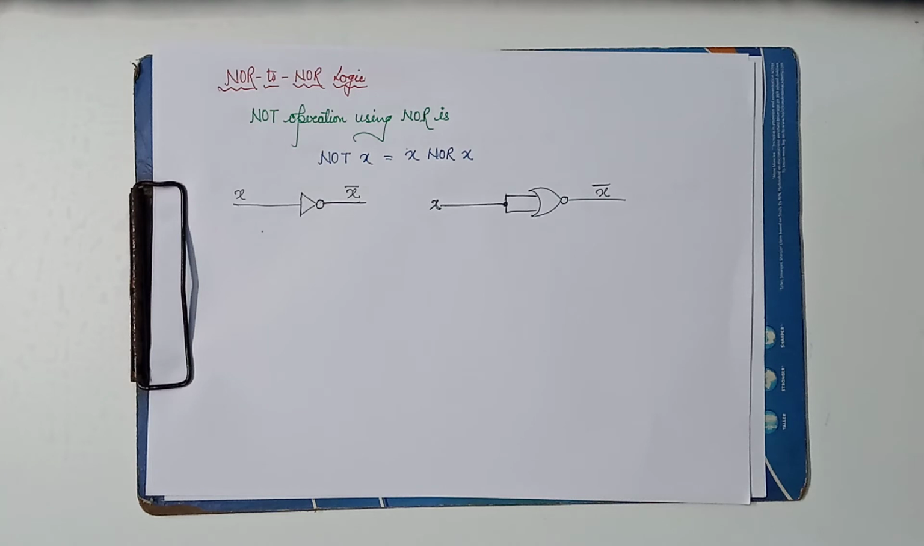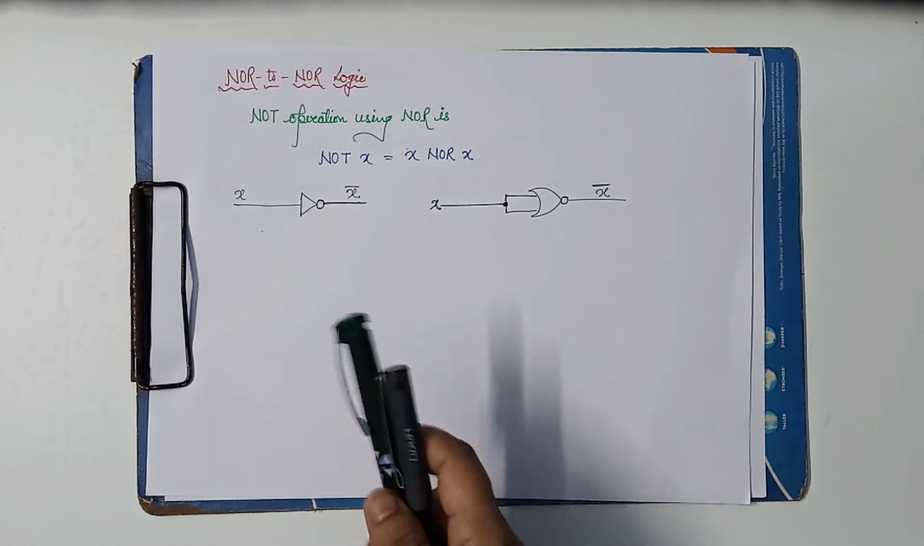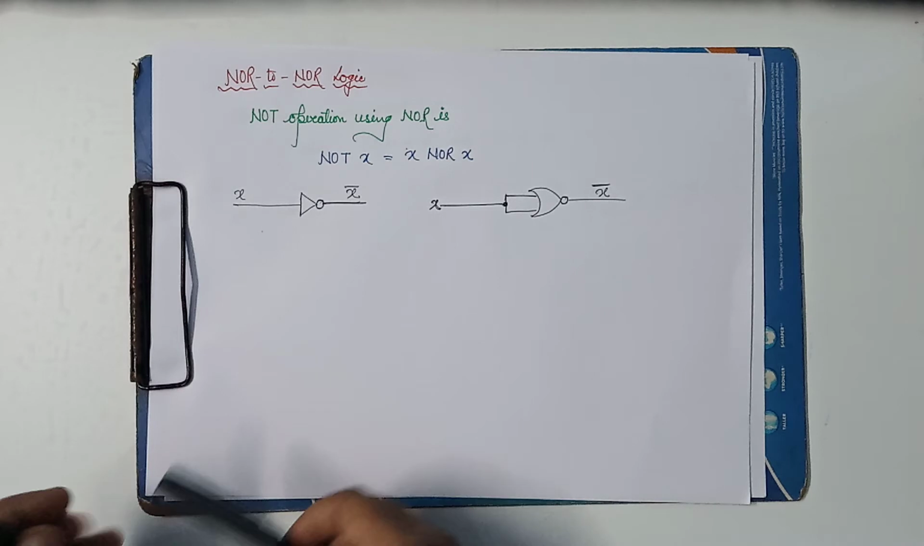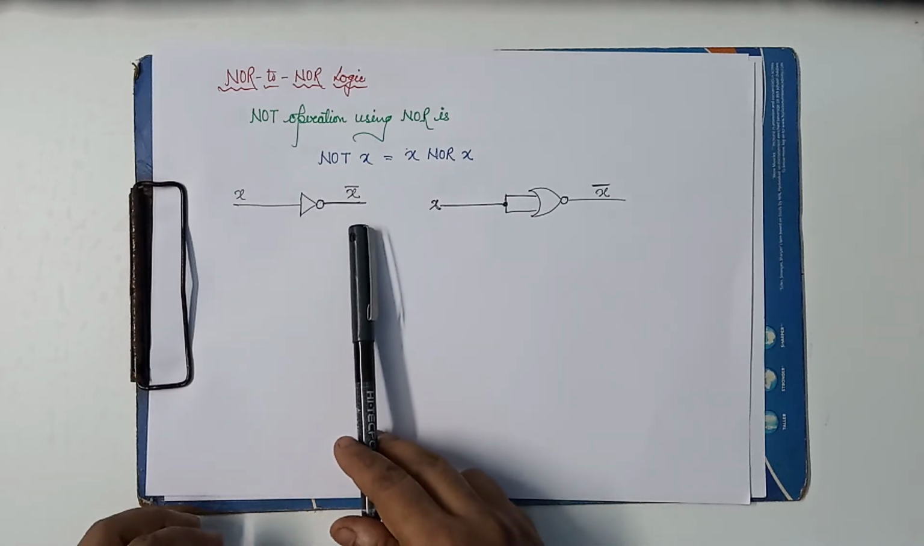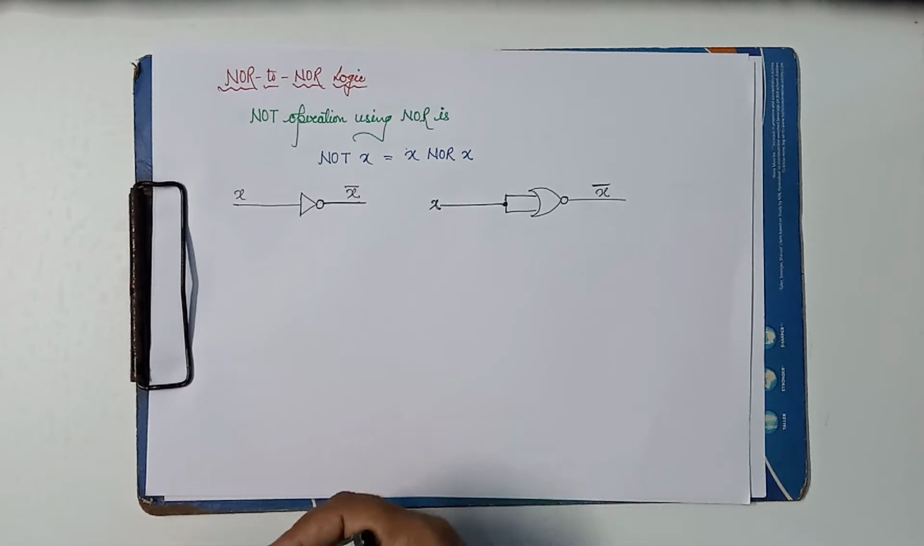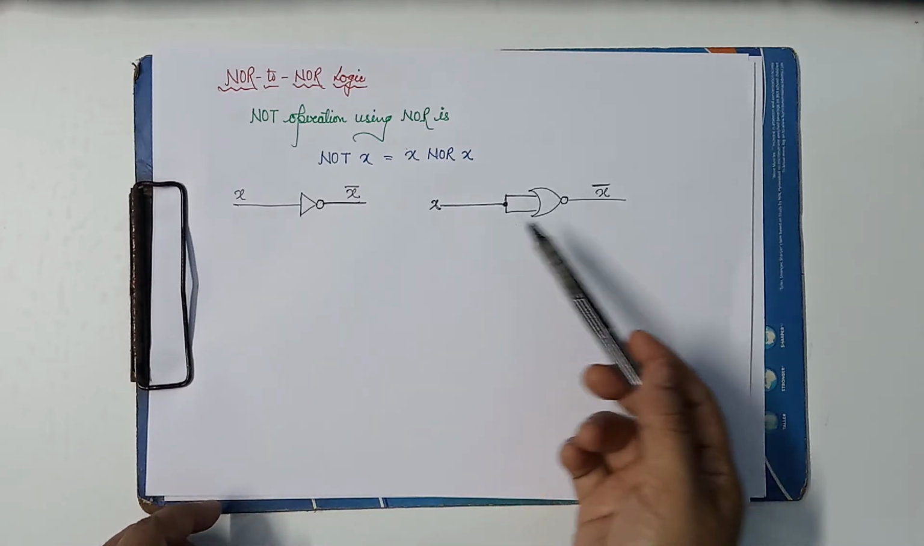Next let us see NOR to NOR logic. Now here we will learn how the NOT gate can be implemented using the NOR gate. Okay, so this is the simple diagram of the NOT gate. If one input is passed, we will get the complement of that input. Now let us see how we can implement it using the NOR gate.